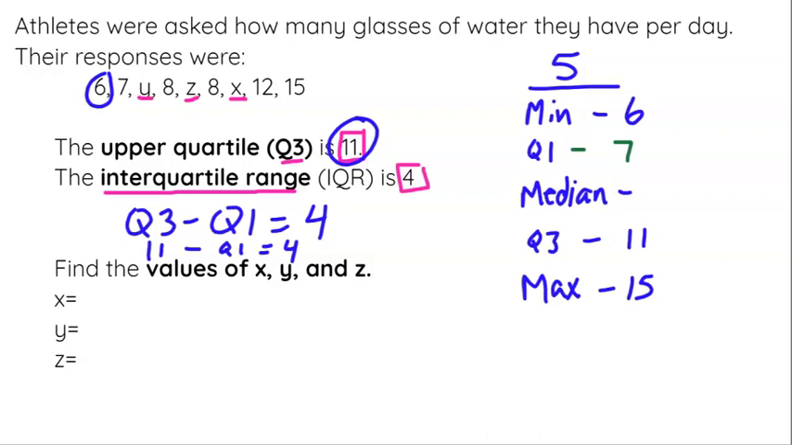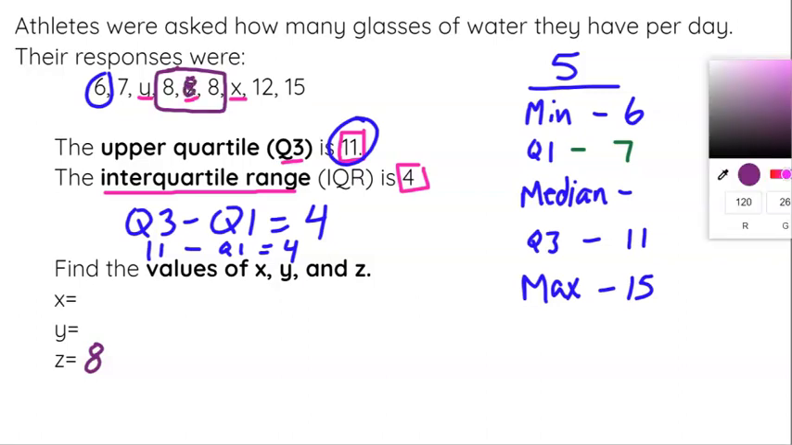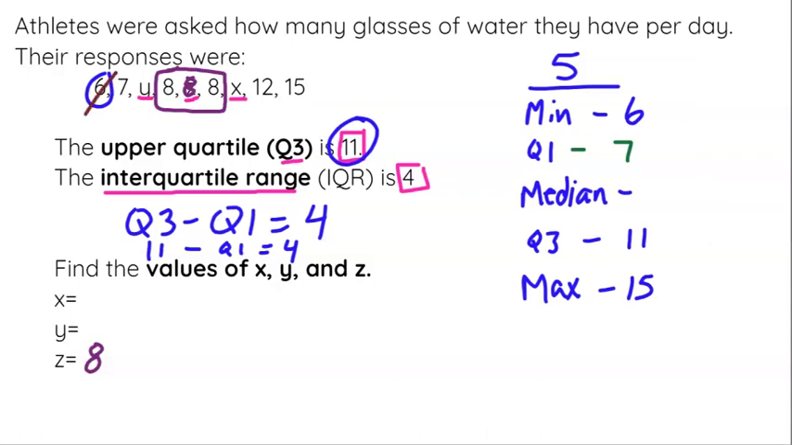Now, we can also figure out the median by looking at our data set. So if we look here, we have an 8, then a Z, and then an 8. So I know Z is going to be 8 because no other number can go between 8 and 8 in a data set, since we list numbers from least to greatest. So I know 8 is going to go there in the middle. So now if I cross off numbers to find my median, that middle number, I find out that that middle number is 8. So our median is 8. So now we have our 5-number summary.